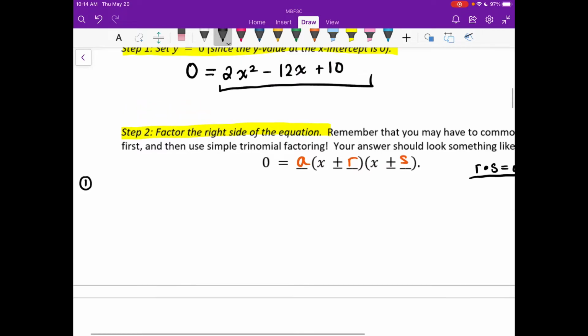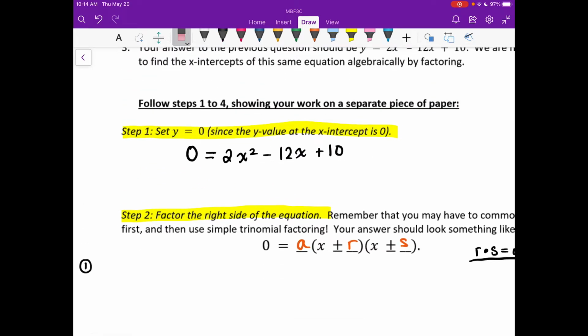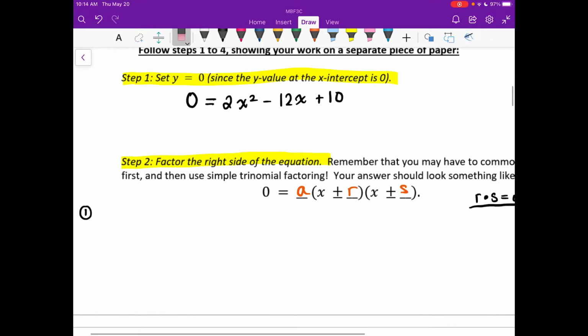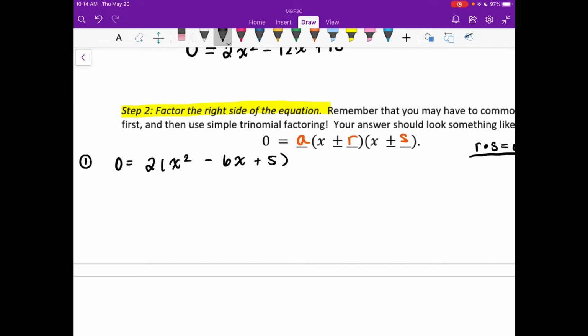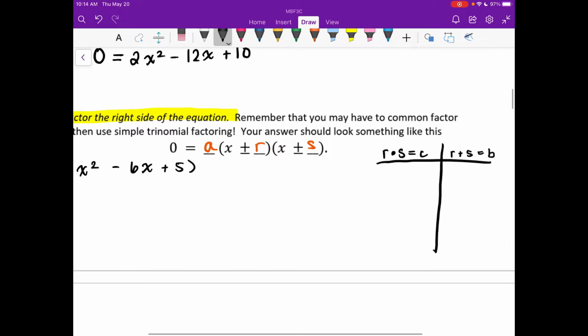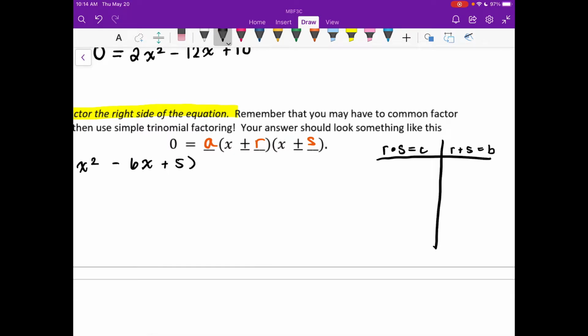If you look at the x squared, it has a 2, 12, and 10. So a common factor here could be 2. So let's take out the 2 from everything. So 0 equals 2 times x squared minus 6x plus 5. I'm just dividing everything by 2. Then once we're done that, r times s is going to give us c, which is 5, that last term. And r plus s is going to give us negative 6.